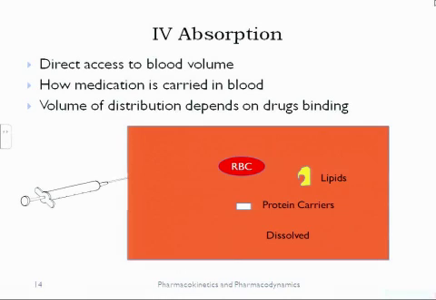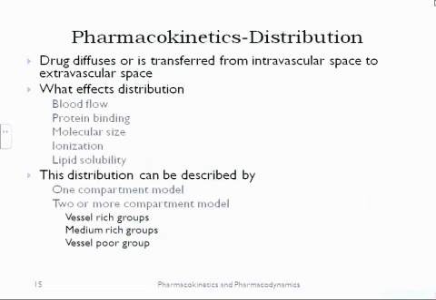So, there are different medications that go into different areas. There are different little compartments because of these different areas of proteins, lipids, and actual cells like red blood cells. Now, once the medication gets into you and it's absorbed, it is delivered from the intravascular tissue to the cellular compartment. That is called distribution. What affects distribution is blood flow, and that's a big part of it, protein binding, molecular size, ionization, and lipid solubility. We're going to talk about each one of these concepts.